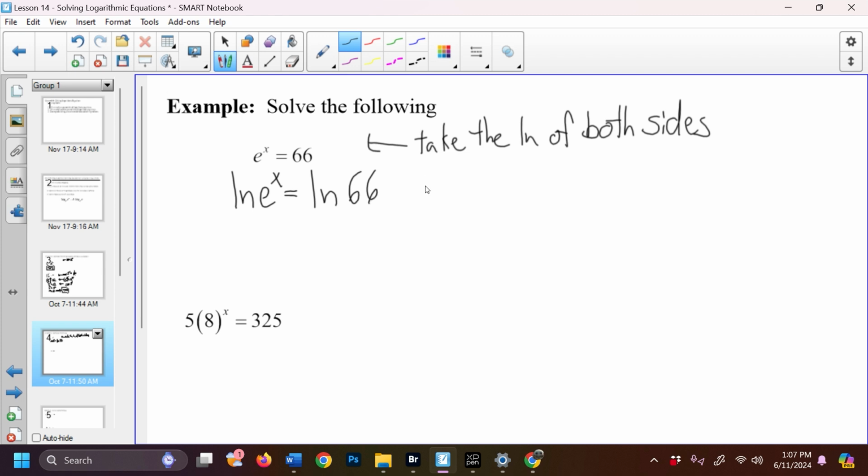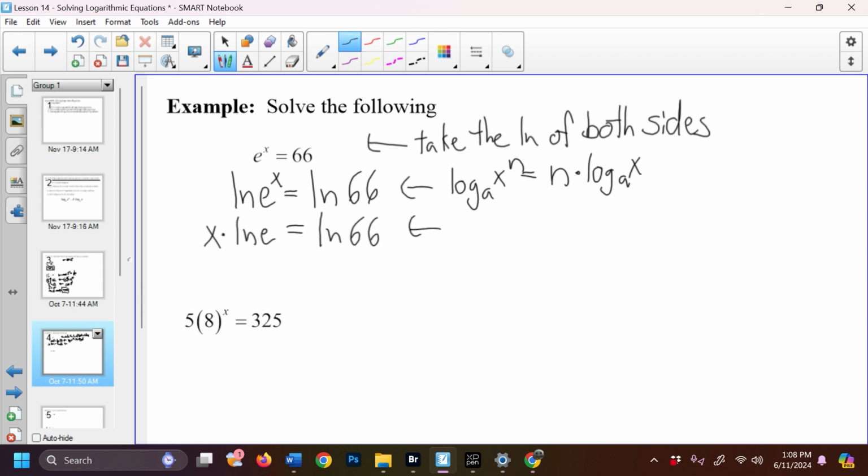Now I'm going to use the property of logarithms that says log base a of x to the n is equal to n times log base a of x. I'm going to do this, and then we're going to talk about a shortcut real quick. If I bring this down, I'll have x times the ln of e is equal to the ln of 66. If you will recall, the ln of e is always equal to 1, and so I'll just have x equals the ln of 66.